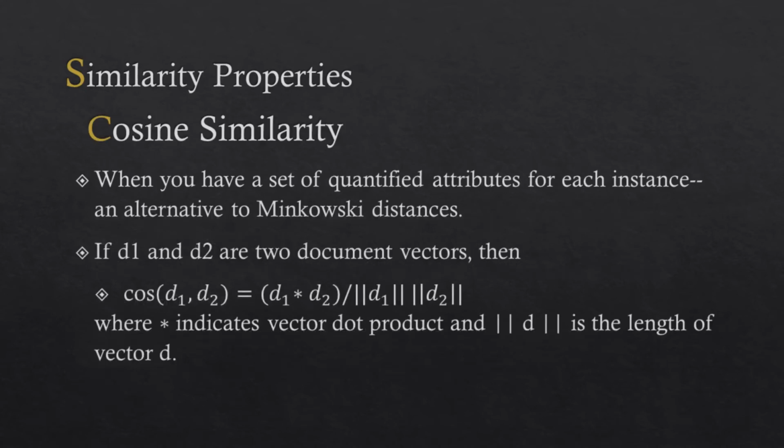Use JC. Cosine similarity. In this, you have a set of quantified attributes for each instance, and it is also known as an alternative to Minkowski distances. If D1 and D2 are two document vectors, then cosine of D1 and D2 is equal to D1 dot D2 over the length of D1 times the length of D2, where the dot indicates vector dot product and the length of vector D.